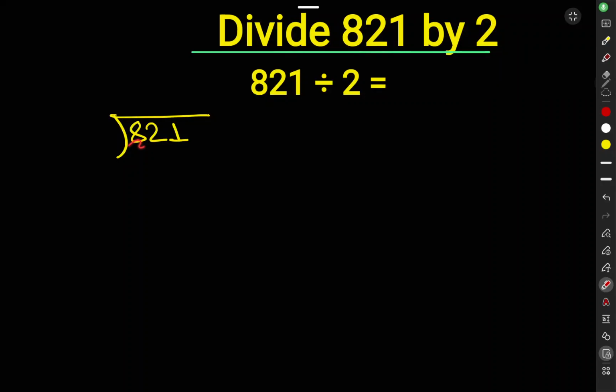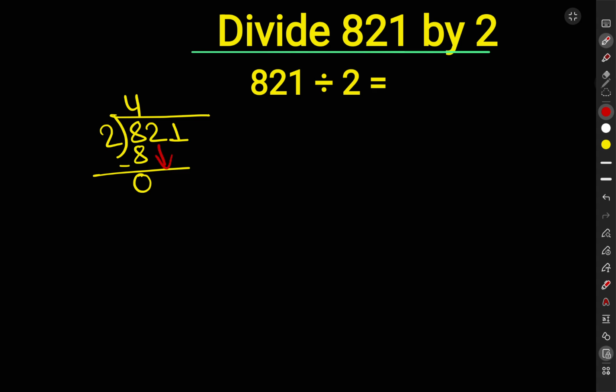Here we divide 821 by 2 in a long division method. So 2 times 4 is 8. On subtracting we get 0.